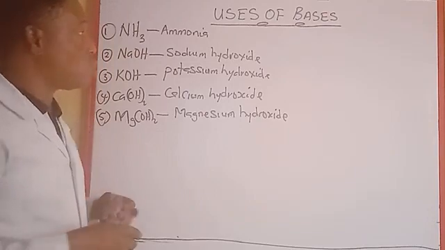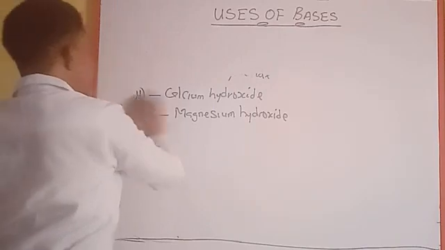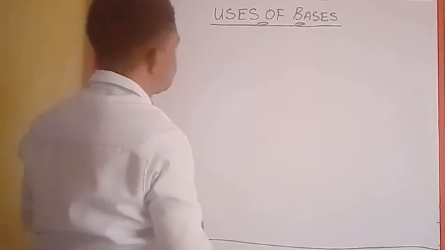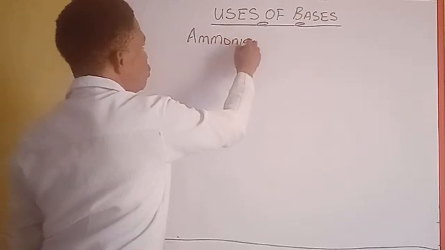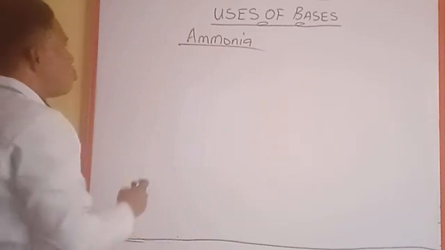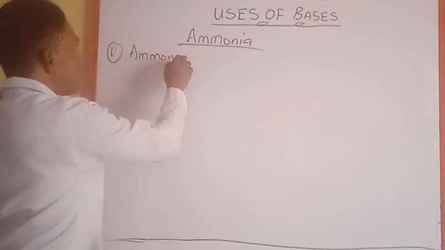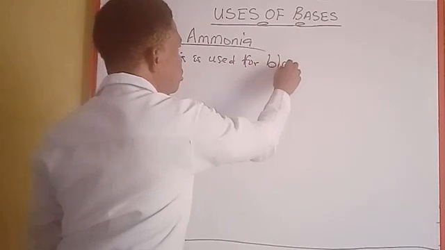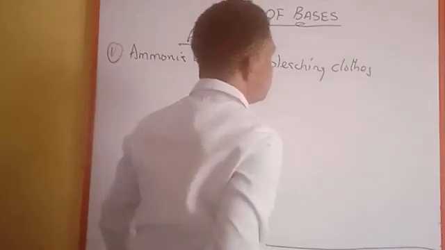Now let's take the first one, ammonia. What are the uses of ammonia? What do we use it for? Ammonia has various uses. Number one, it's used for bleaching clothes. It's used for bleaching clothes.